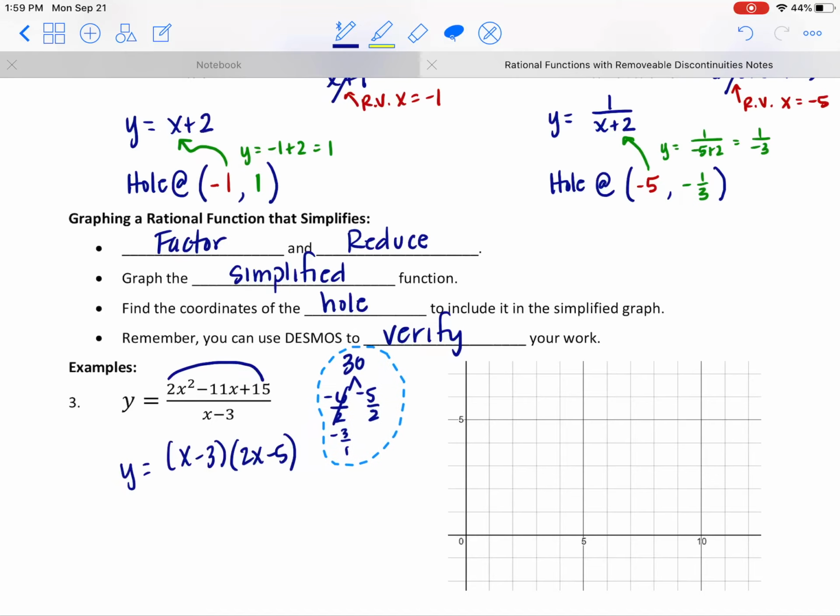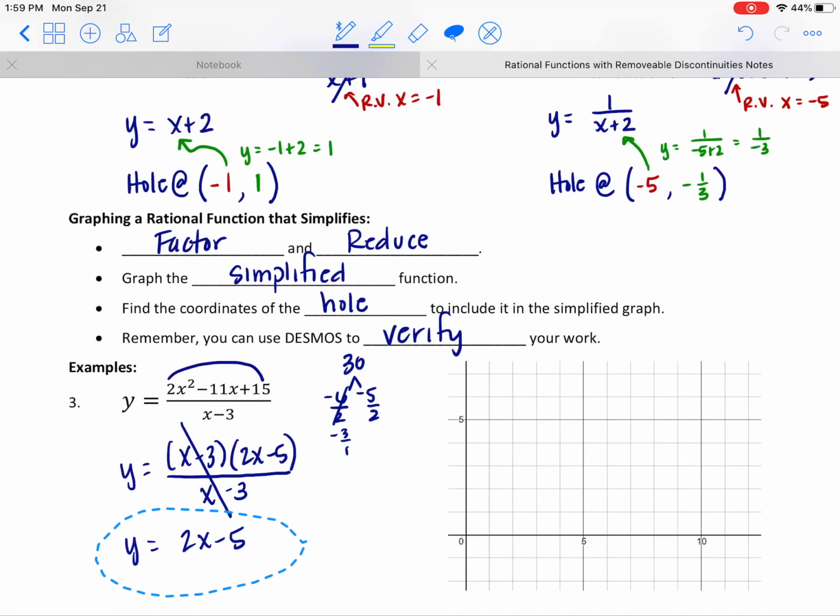And let me just scoot this over. The bottom of the fraction still contains that x minus 3, which means that x minus 3 is now going to reduce out. So our simplified function is just y equals 2x minus 5. So let's go ahead and graph this simplified function.